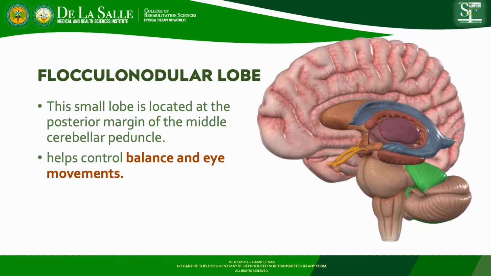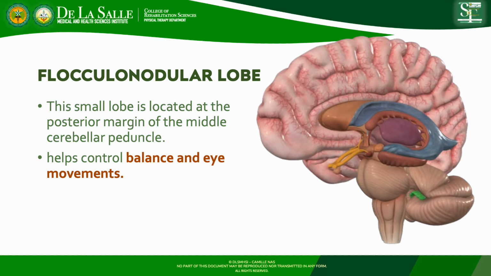And lastly, we have the flocculonodular lobe. This small lobe is located at the posterior margin of the middle cerebellar peduncle. Very small, as you can see in the picture. It helps control balance because it has a good connection with the vestibular system, and also eye movement, specifically eye coordination. So if you have a lesion at the flocculonodular lobe, you will have what we call nystagmus.